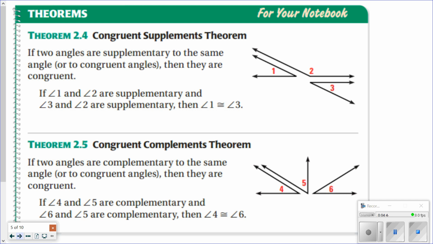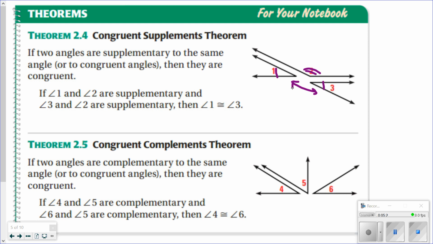Congruent supplement theorem. If two angles are supplementary to the same angle or two congruent angles, they are congruent. So what that is just saying is that if angle 1 and angle 2 are supplementary, meaning they add up to 180, and angles 2 and 3 are also supplementary, which means they add up to 180, it then means that angle 1 is congruent to angle 3.